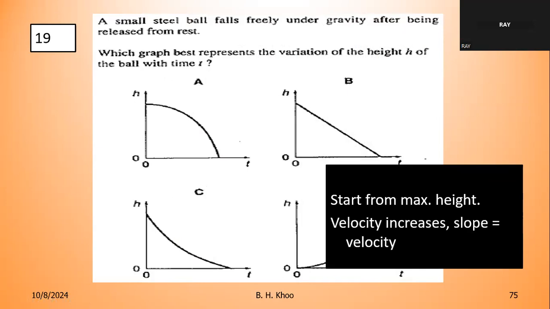Velocity increases, right? How do you get the velocity? Gradient or slope equals velocity. So you draw a tangent to the curve. Initially it is 0, correct? Horizontal. Then it starts to increase, and is maximum as it reaches the ground. This one cannot be, because it tells you the slope decreases, right? Velocity decreasing cannot be. When you drop the ball, the velocity will increase.